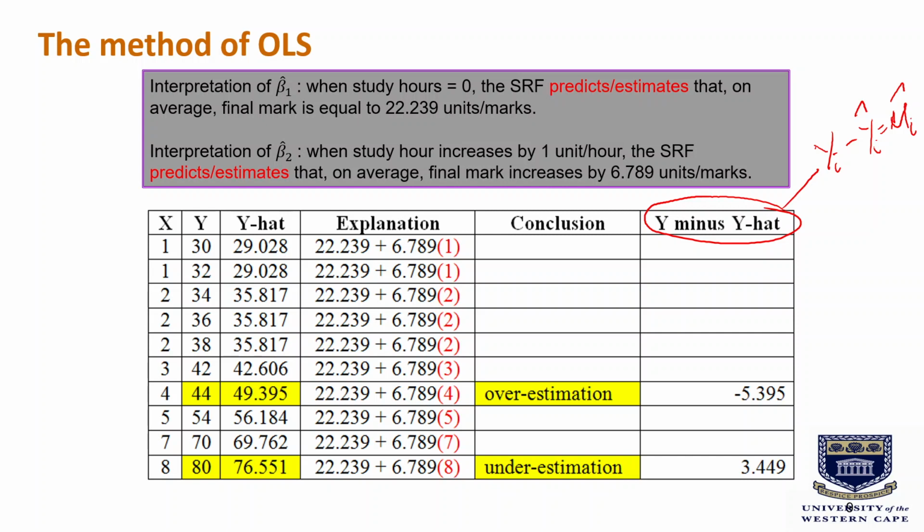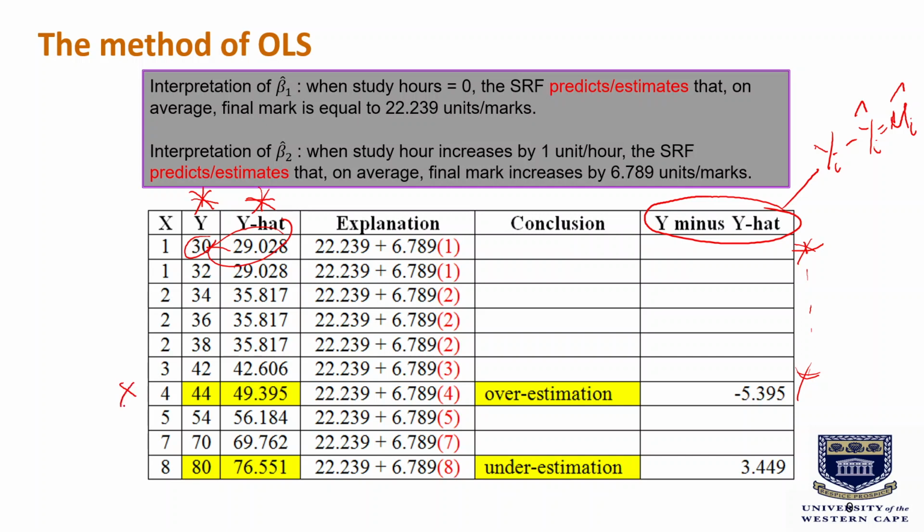And we can find these by using the values in the second and third column on this table. So if we take 30 minus 29, we obtain some value for the residual over here, and we can continue to do that for each x value.